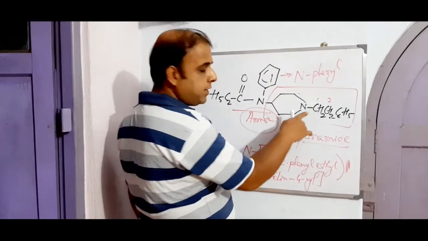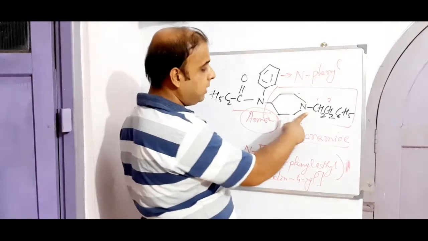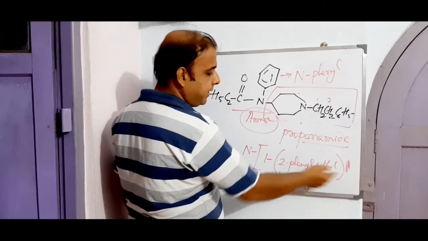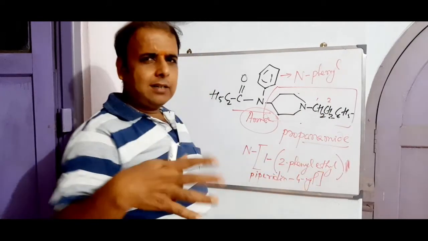1 means the first position of this piperidine, holding another substituent. The substituent is 2-phenyl ethyl. Likewise, I have written 2-phenyl ethyl. That should be in a parenthesis, right?